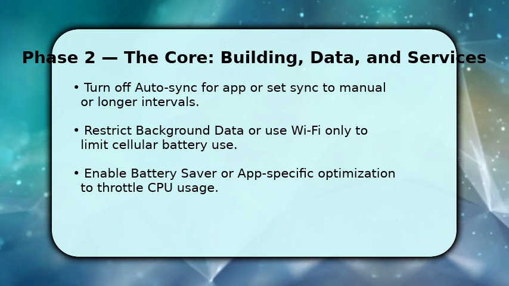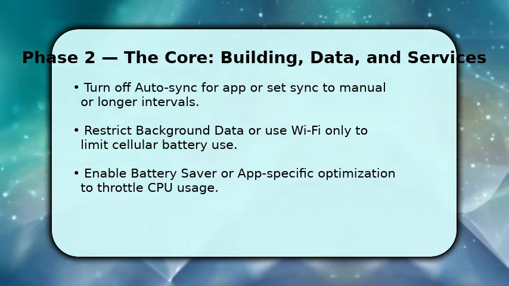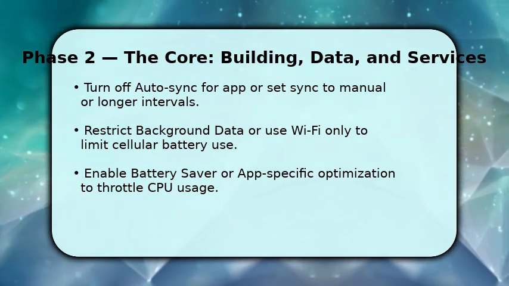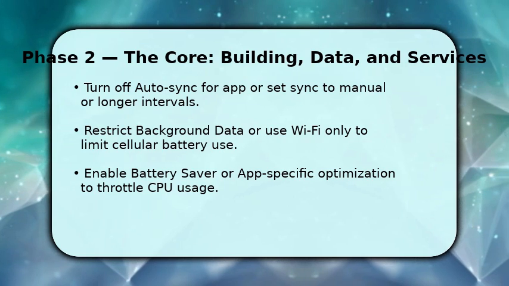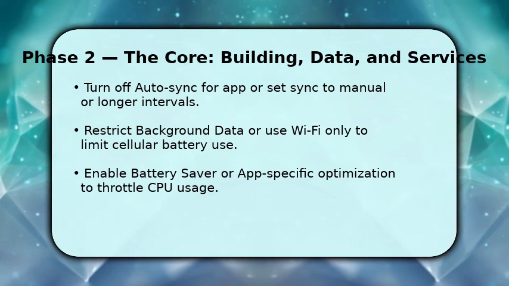Once done, restrict background data or choose Wi-Fi only, which cuts cellular radio activity that burns battery fast. Also enable Battery Saver or the platform's app optimization for that app. This throttles CPU and network use. These steps reduce both radio and processor wakes, two main reasons apps drain a battery quickly.